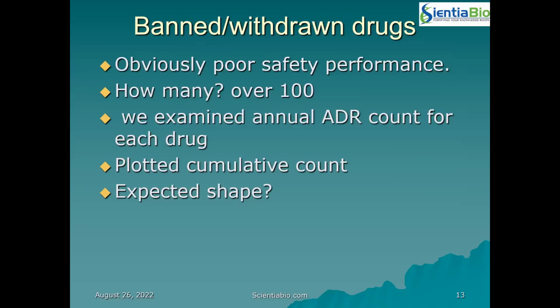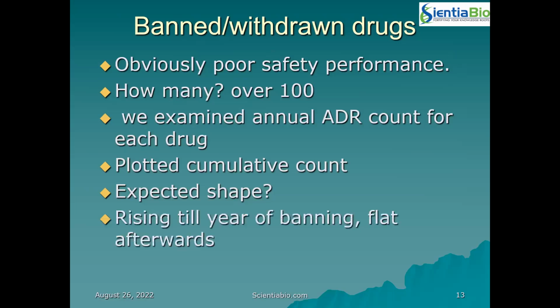Well, depends on what happens. If it is a banned drug, after banning, presumably, nobody uses it. And therefore, there are no new adverse reports. So initially the total will keep on increasing and after banning it will kind of become horizontal. This is the expectation. So we said, the count should keep rising until the year of banning and flat afterwards. This is the expectation. Because if nobody is using, there is no adverse report. Then we started checking what it is like for different drugs. How does the actual data behave?